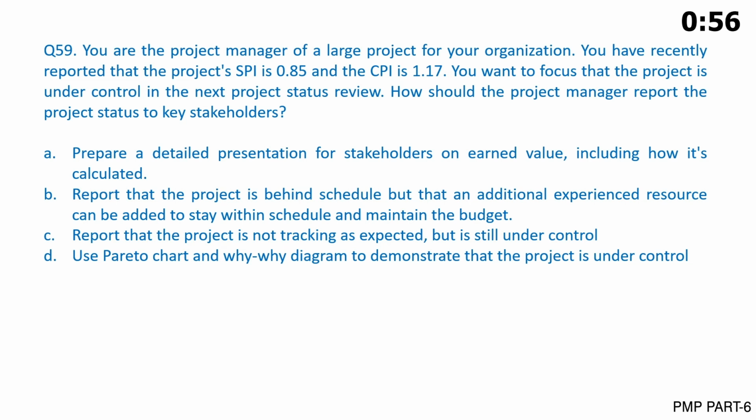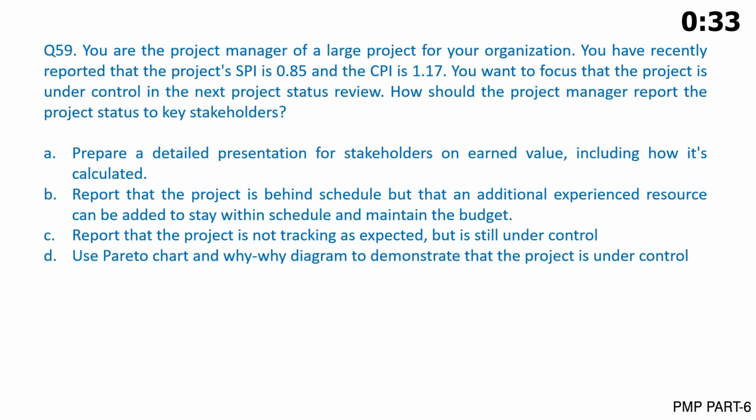You are the project manager of a large project for your organization. You have recently reported that the project's SPI is 0.85 and the CPI is 1.17. You want to show that the project is under control in the next project status review. How should the project manager report the project status to key stakeholders?